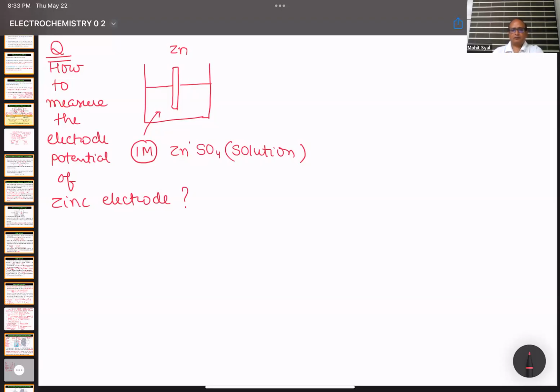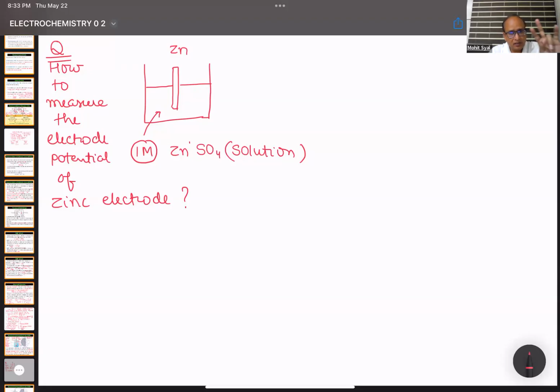Aisha, am I audible? Yes, sir. So what is the answer? Just in a few words you can tell me. Suppose in the lab, if you are provided with a zinc electrode, how will you measure experimentally? Through the readings, maybe through the voltmeter.